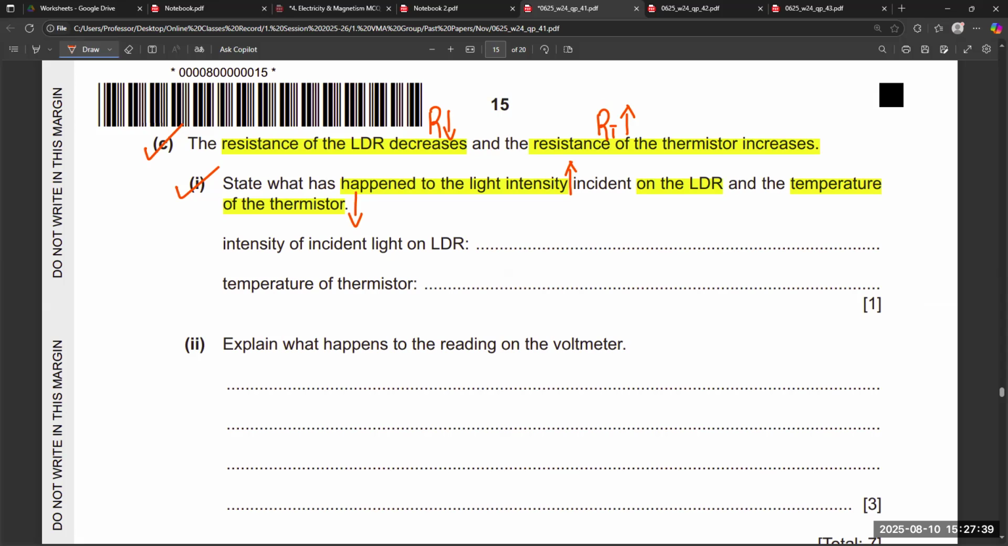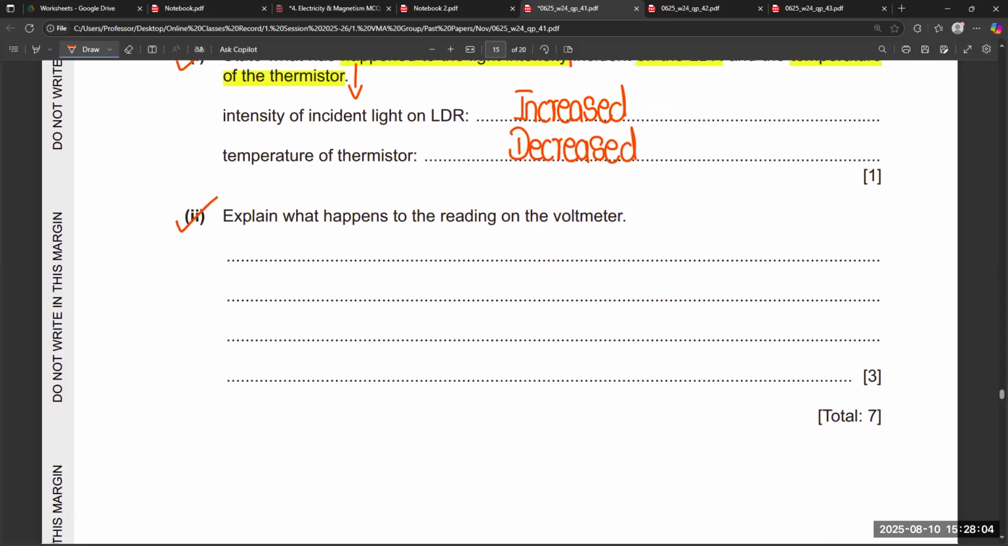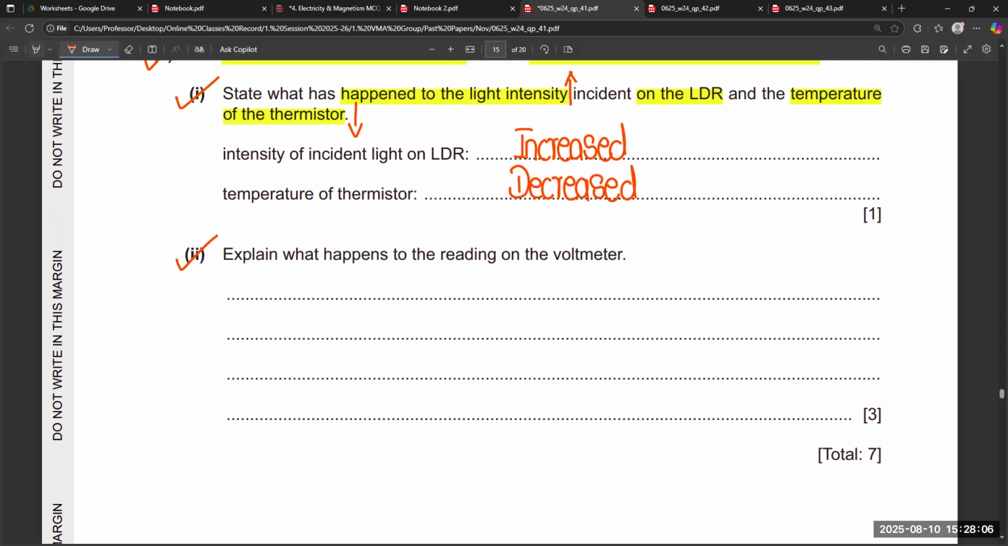So in the first option, we have to write increased. And in the second option, decreased, because both are inversely proportional. Then in the second part, explain what happens to the reading on the voltmeter.